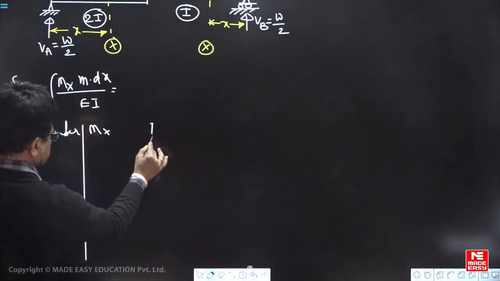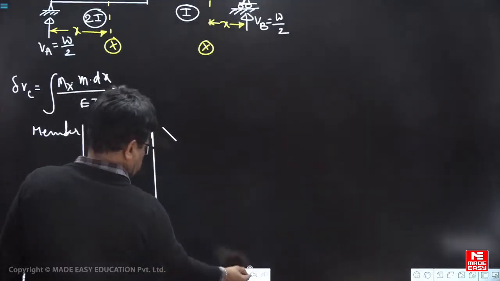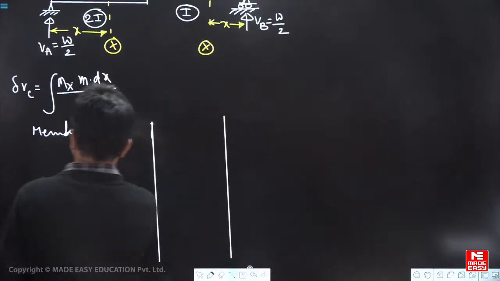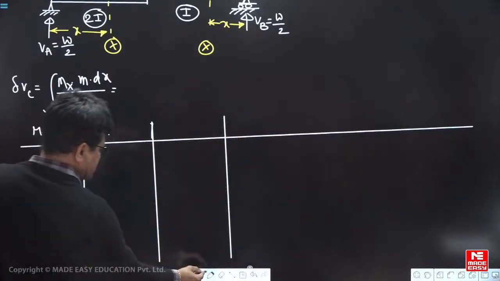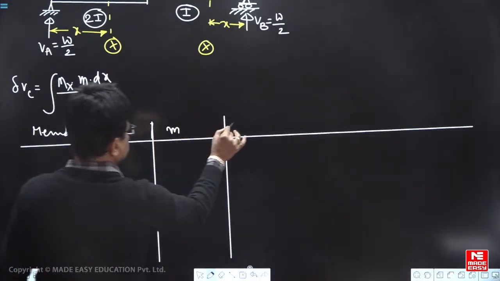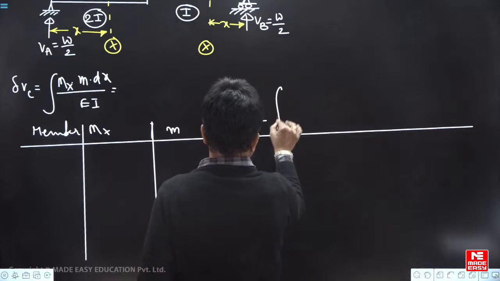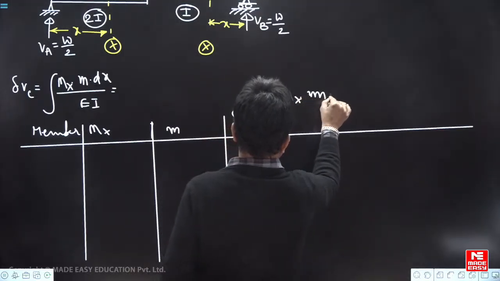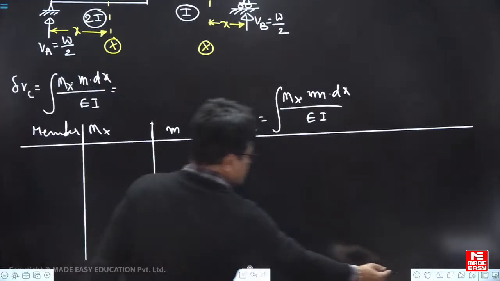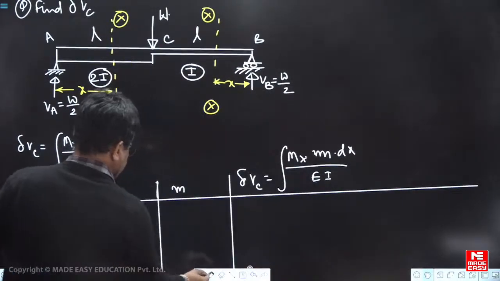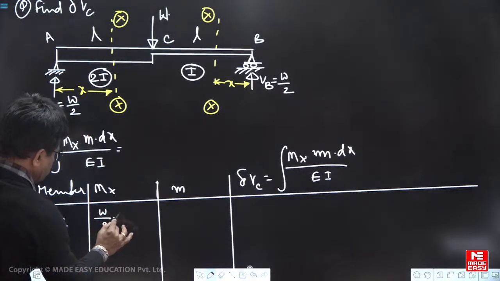Member M x, and small m, for the vertical displacement of C. This you can use for beams, trusses, frames: integral of M m dx by EI. The first member, the AC member, you can take. In the AC member, the bending moment is W by 2 into x.